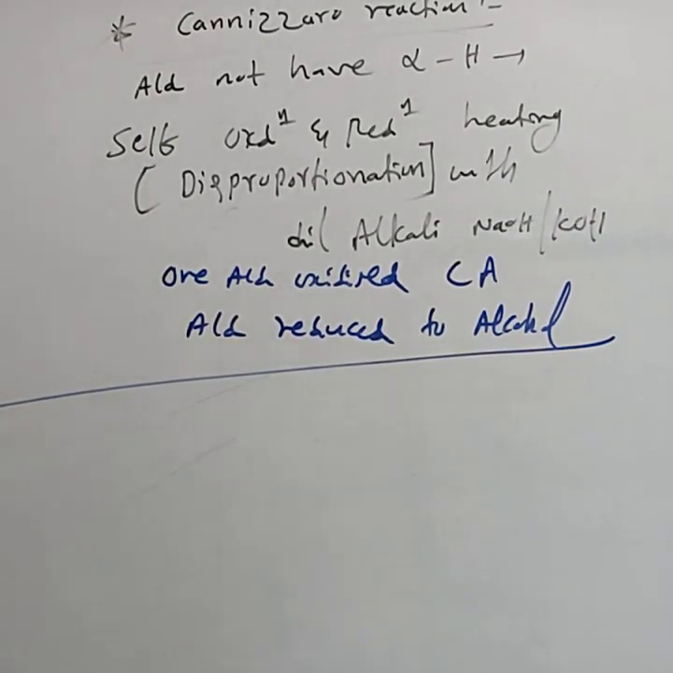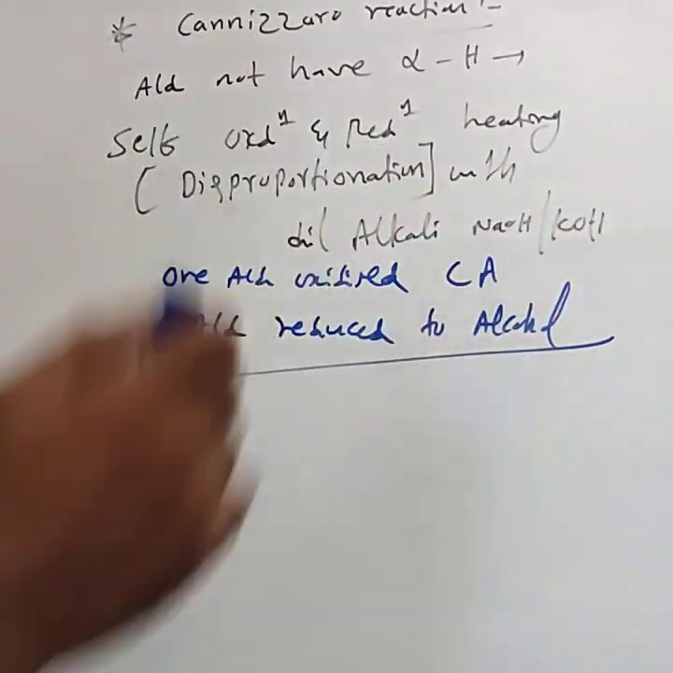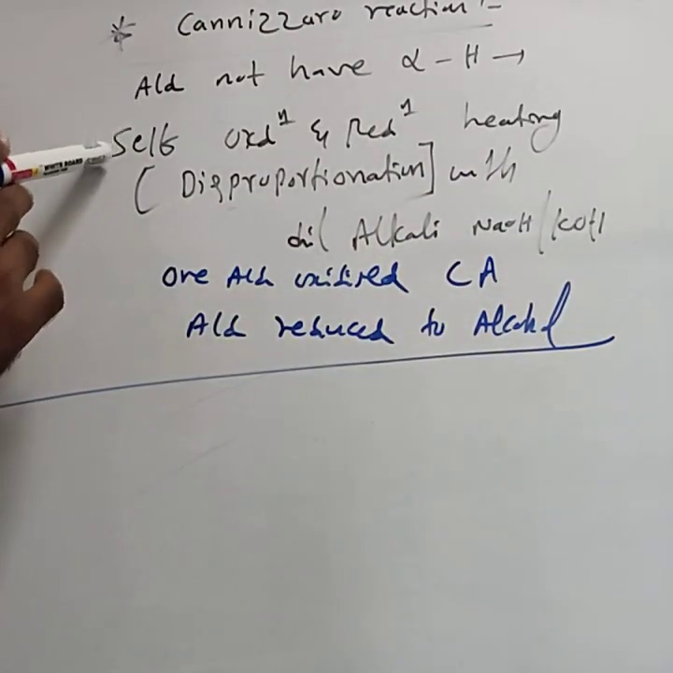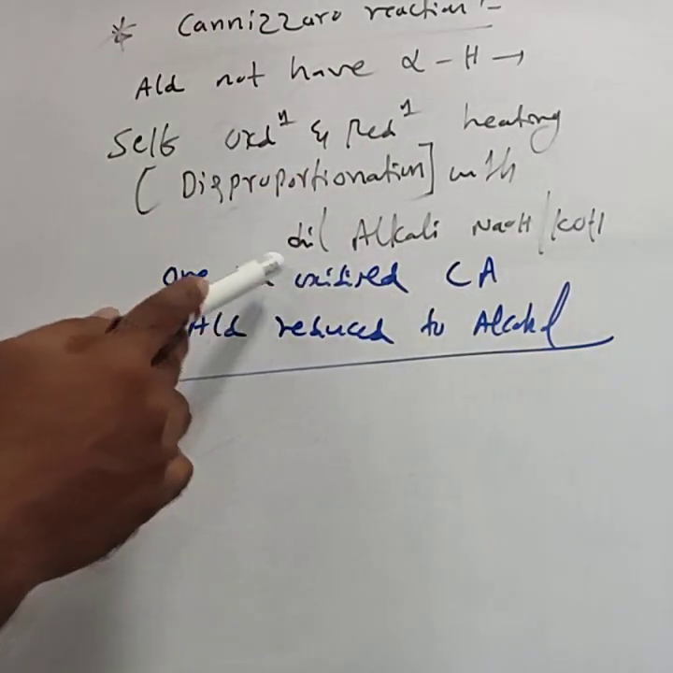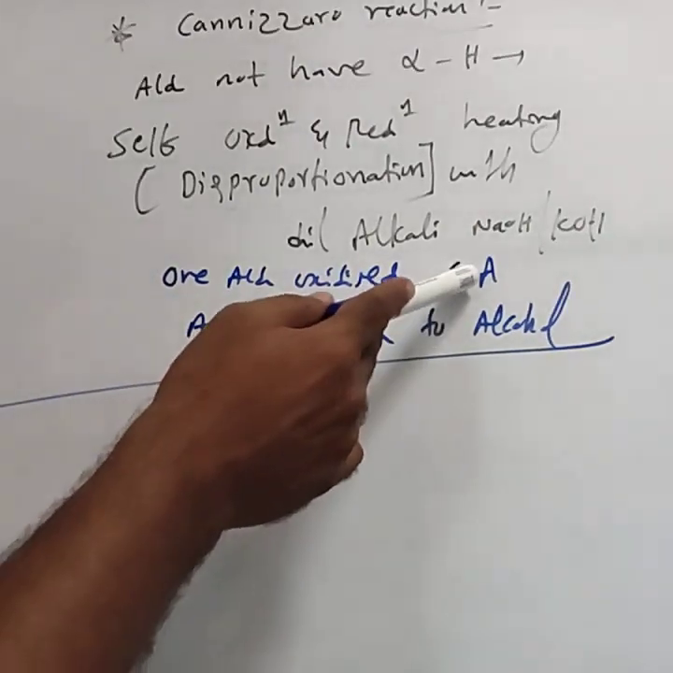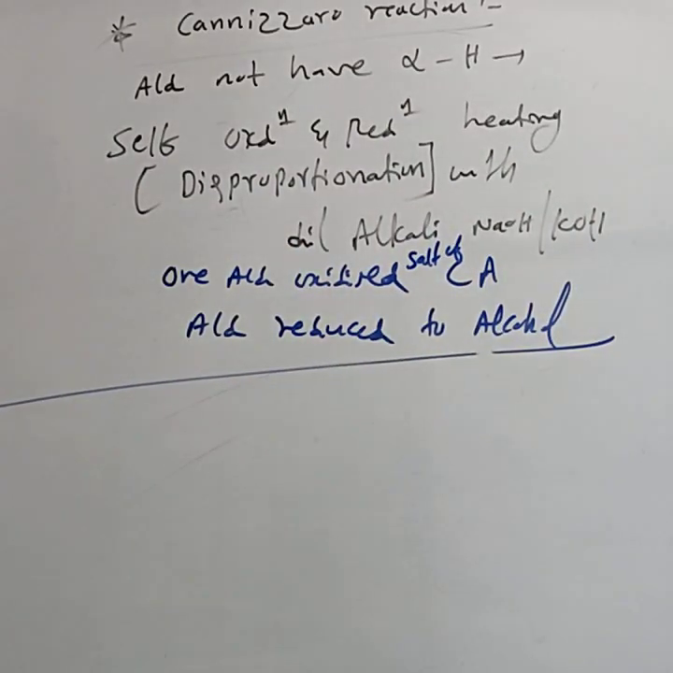This reaction is called the Cannizzaro reaction. Aldehyde not having an alpha hydrogen atom, on heating with dilute alkali like NaOH or KOH, undergoes self-oxidation and reduction to form, that is, one of the aldehydes oxidized to the salt of a carboxylic acid, and another aldehyde reduced to alcohol. Then consider the examples.